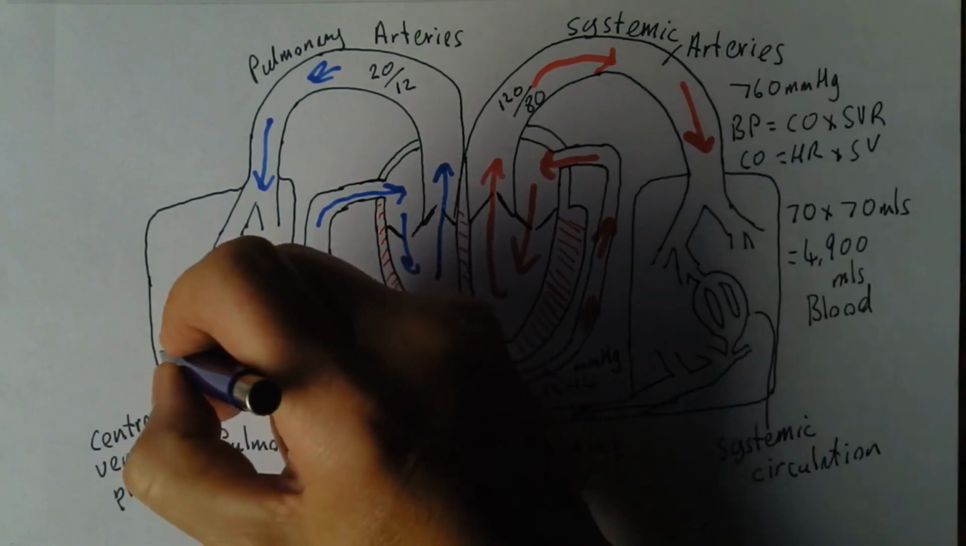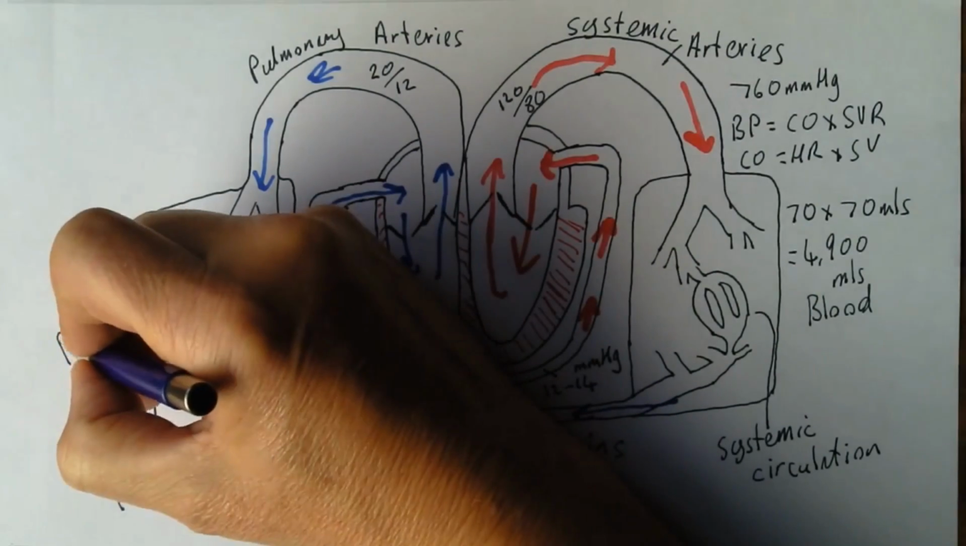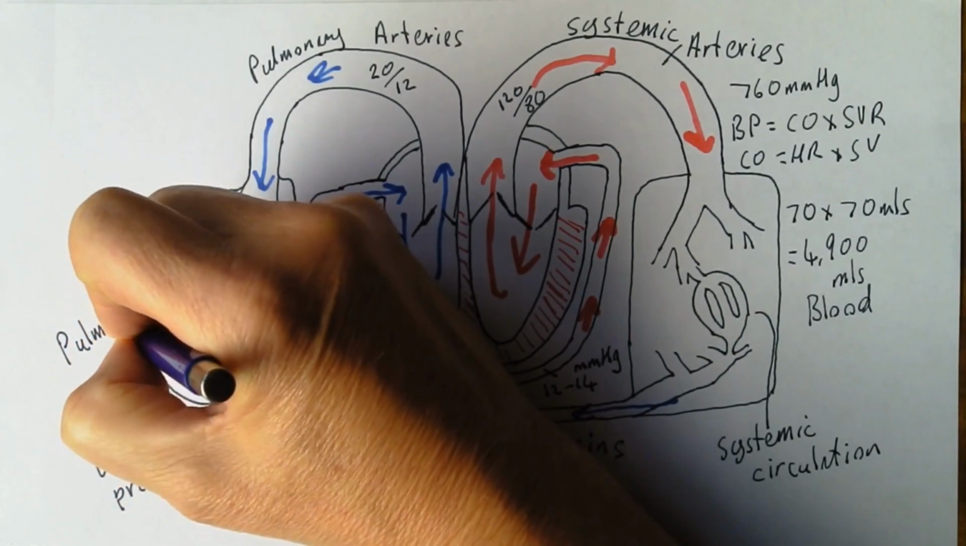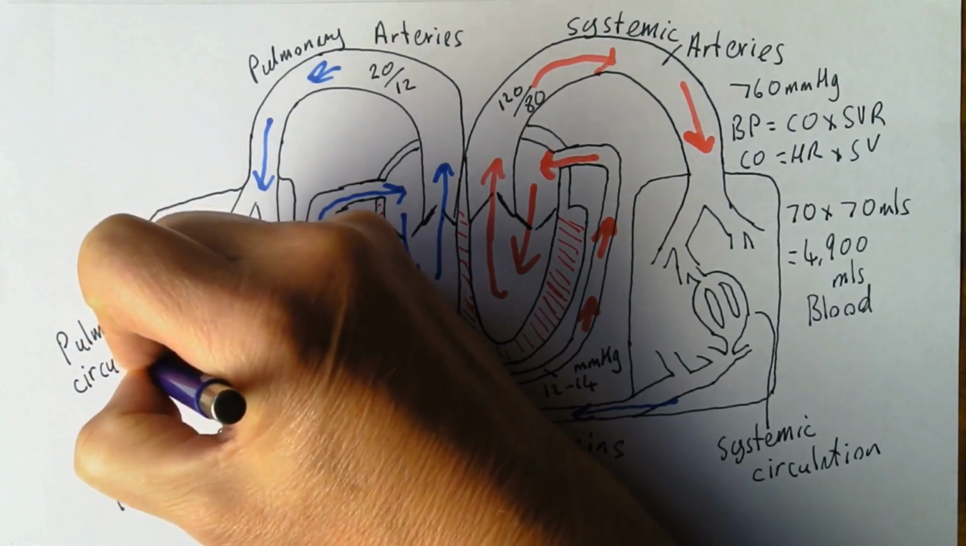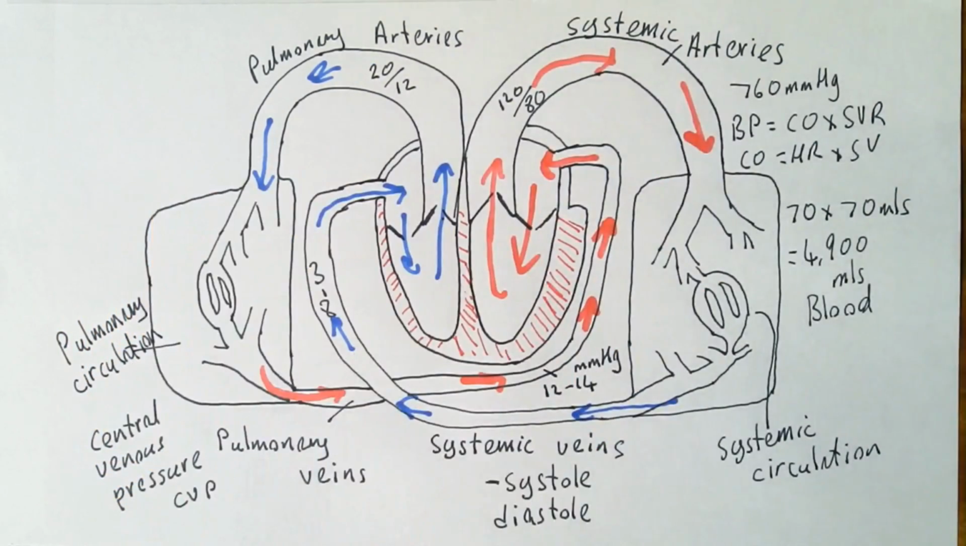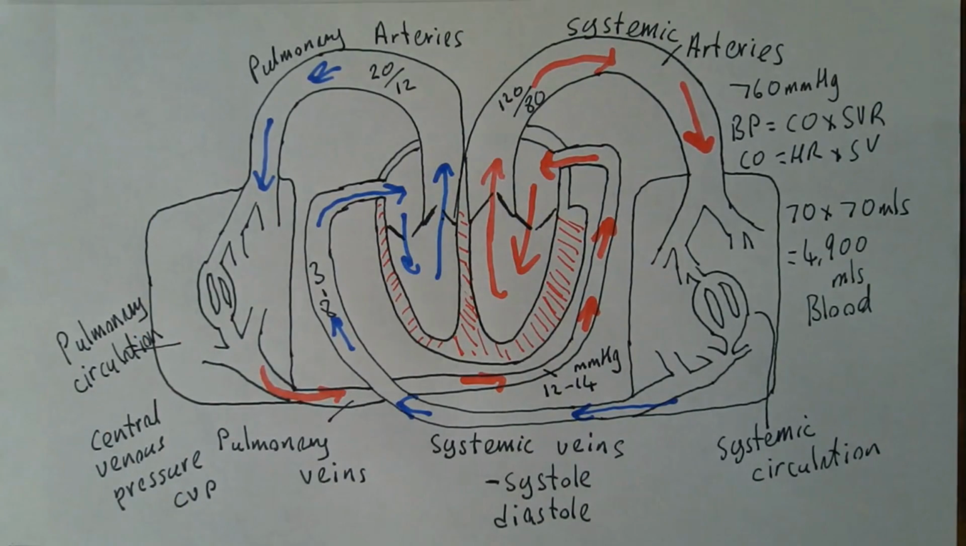And in the same way, this here represents the whole pulmonary circulation. So there we have the normal circulatory system. Now what I want to do now is look at some abnormalities of this system. And I think we'll start with the pulmonary arteries and work round.